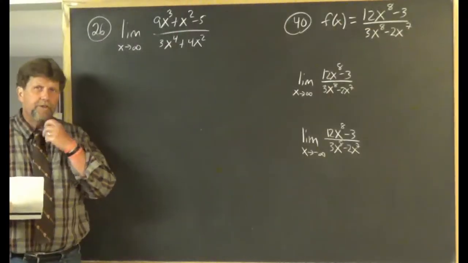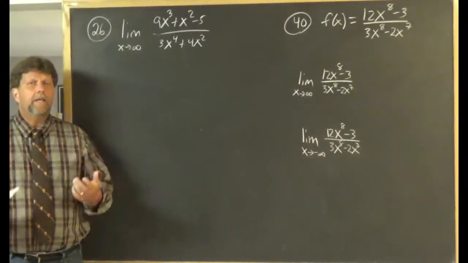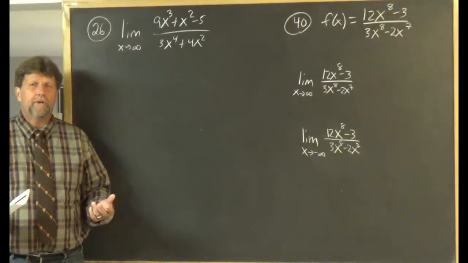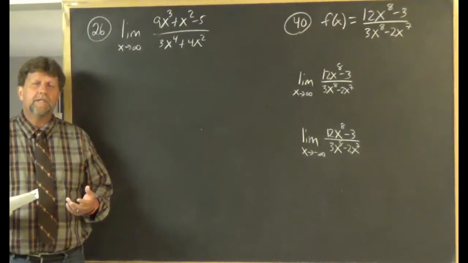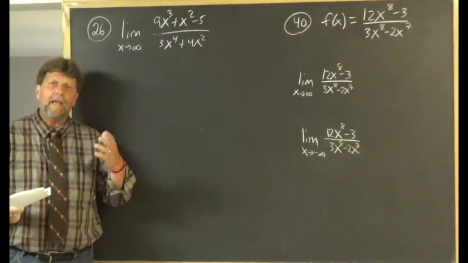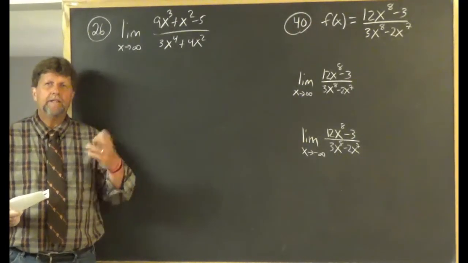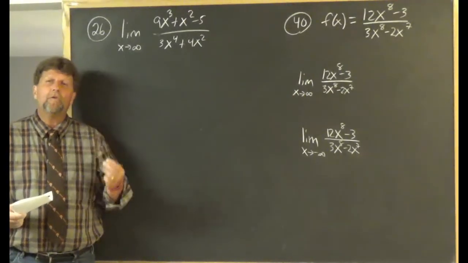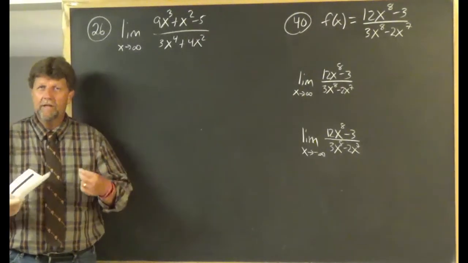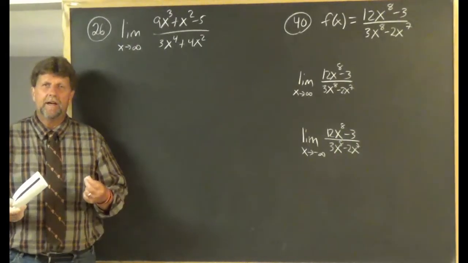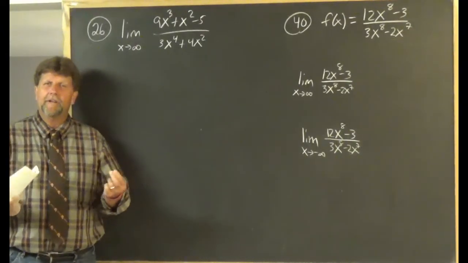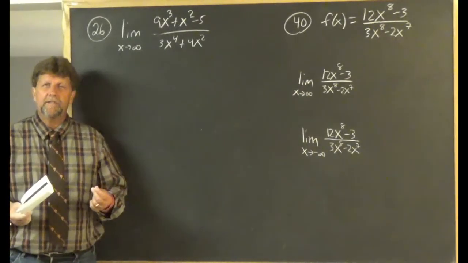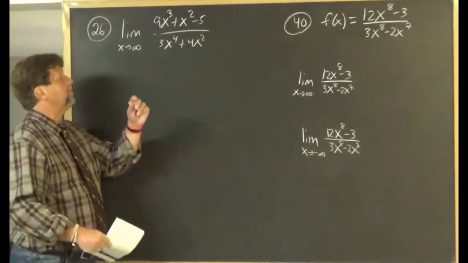All right, I asked you to do numbers 26 and 40, and you probably were thinking, Bill, you've already asked us to do number 26. We've already determined what this limit is. Well, at that time when we did number 26, we had to divide numerator and denominator by something. But now that we know about horizontal asymptotes and how they can help us get these limits as x heads to infinity or negative infinity, look how much easier and quicker it is to do now. So let's check it out.